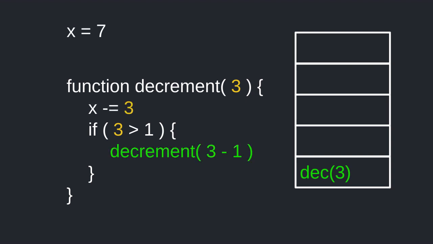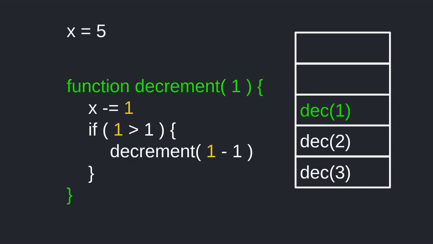Since 3 is greater than 1, we call decrement again with 3 minus 1. So the function decrement with the input 2 is called. It decrements the state variable x by 2, and since 2 is greater than 1, we call decrement with 2 minus 1. We again decrement the state variable x by 1, so now the current value of x is equal to 4. Since 1 is not greater than 1, decrement is not called.